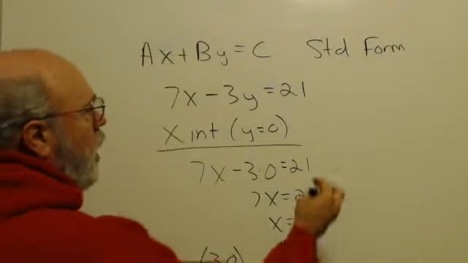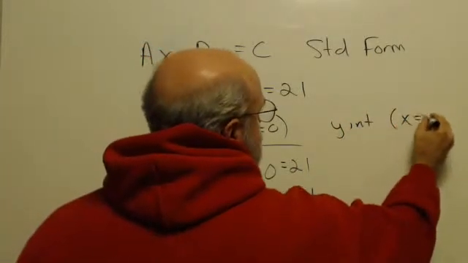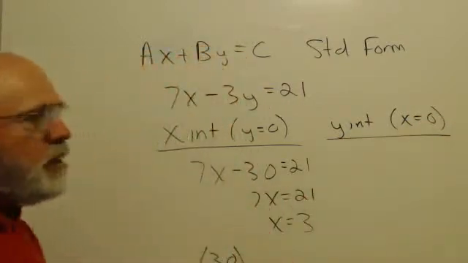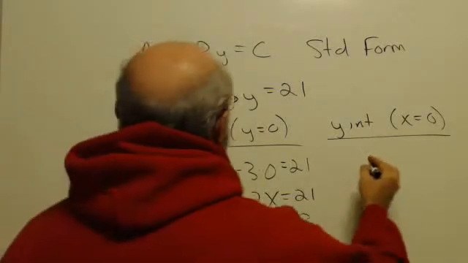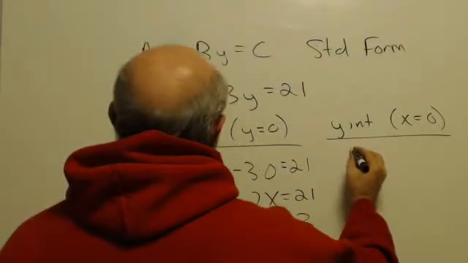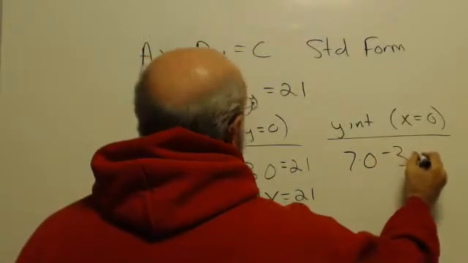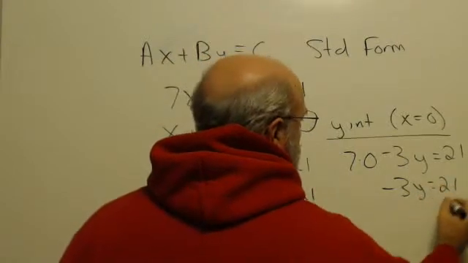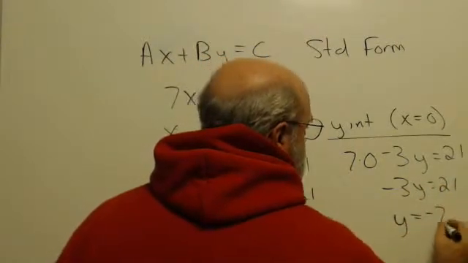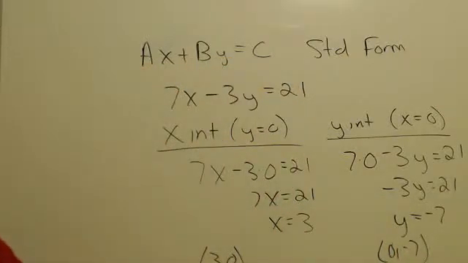Okay, to get the y-intercept, same deal. For the y-intercept, you let x equals 0. And again, the logic is that any point on the y-axis has an x-coordinate of 0. So if we do this, we're going to get that 7 times 0 minus 3 times y equals 21. Negative 3y is 21. Y equals negative 7. So the point 0, negative 7 is the y-intercept.